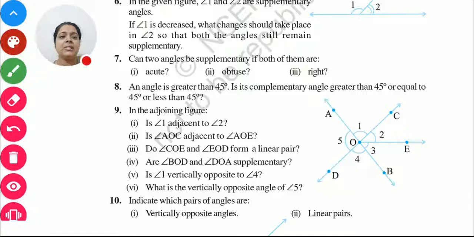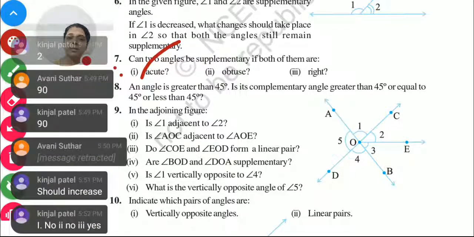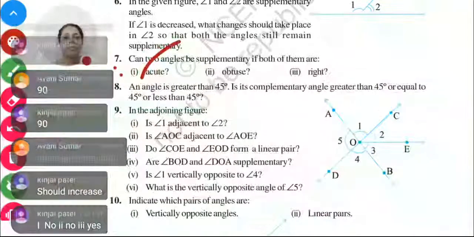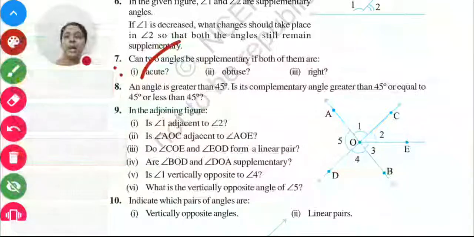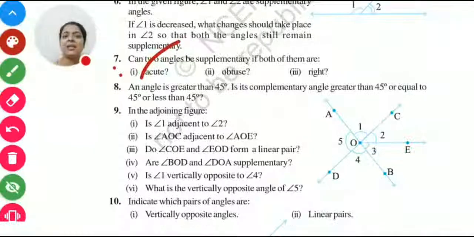So dear students, we have many more questions. Let's see. I think question number 7 I should not go for, because you already know. Can two angles be supplementary if both of them are acute? If two angles are acute, can they make a supplementary? No. Then obtuse, can they make supplementary? No. Two right angles, yes. Undoubtedly, right angles will make a supplementary. 90 plus 90 will make 180, right?